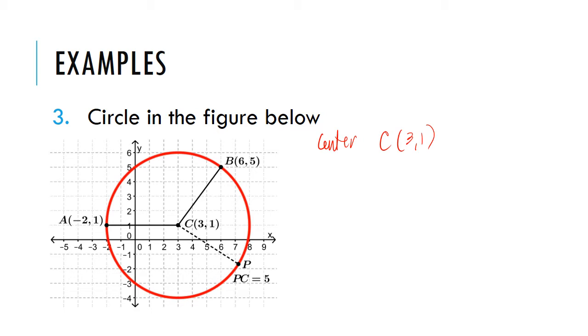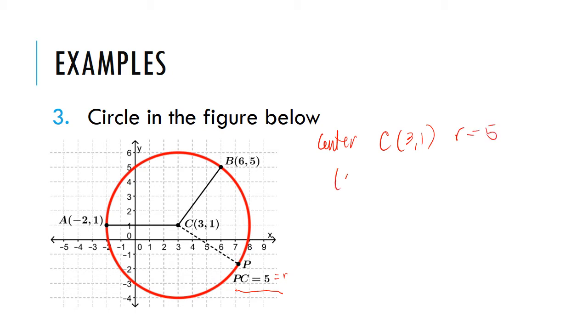As you can see here, it was specified that the length of PC, a point P which has no coordinates, but the distance between P and C is 5. P is on the circle and C is the center, so the line segment PC is actually the radius of the circle. Therefore, r, or the radius, is equal to 5.